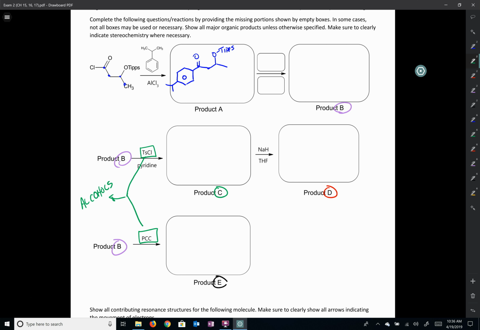So we know that product B has to have an alcohol, but we don't have an alcohol there. What we have instead is an O-TIPS. Now remember in our class, what did we talk about with O-TIPS? That is our protecting group for an alcohol. So what we need to do here to get to product B is transform our TIPS there into an alcohol.